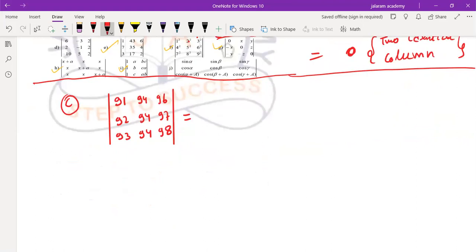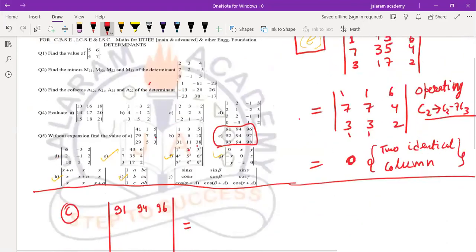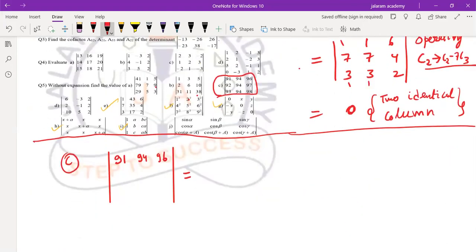what we should do in the next rows. Mostly you have to think about bringing 1 or 0. If we subtract 94 minus 91, it is 3. 96 minus 94, it will be 2. Means the first column is 91, the second becomes 3, and the third becomes 2. And again, when we subtract 3 minus 2, it becomes 1.